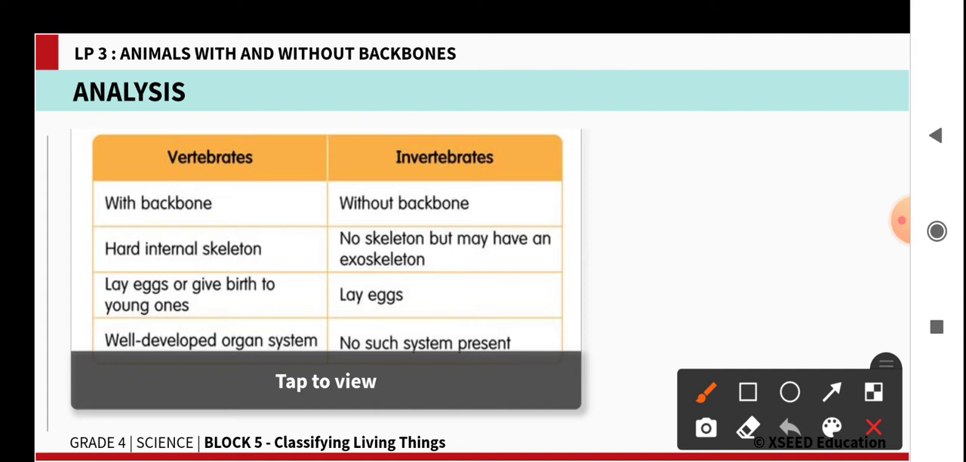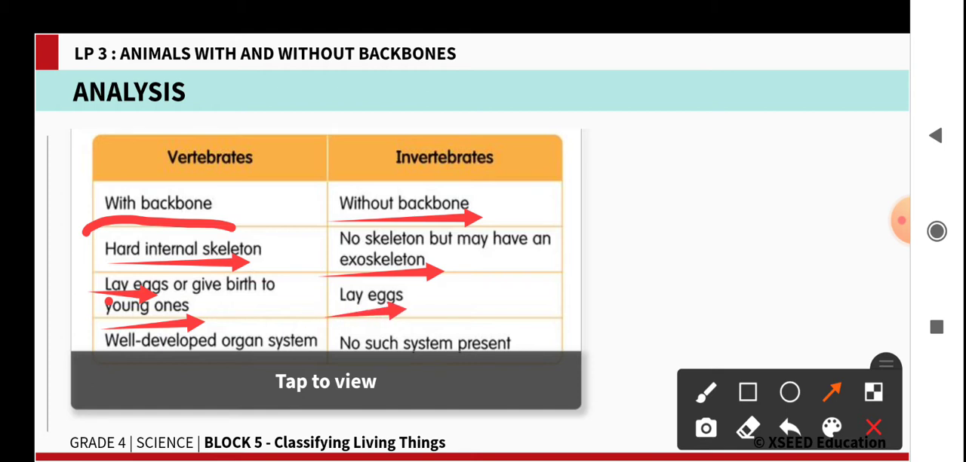Vertebrates means with backbone, whereas invertebrates means without the backbone. Vertebrates have a hard skeleton, whereas invertebrates have no internal skeleton, but many have an external exoskeleton. Most vertebrates lay eggs or directly give birth to young ones, but invertebrates all lay eggs only. A well developed organ system is present in vertebrates, but no organ systems in invertebrates.